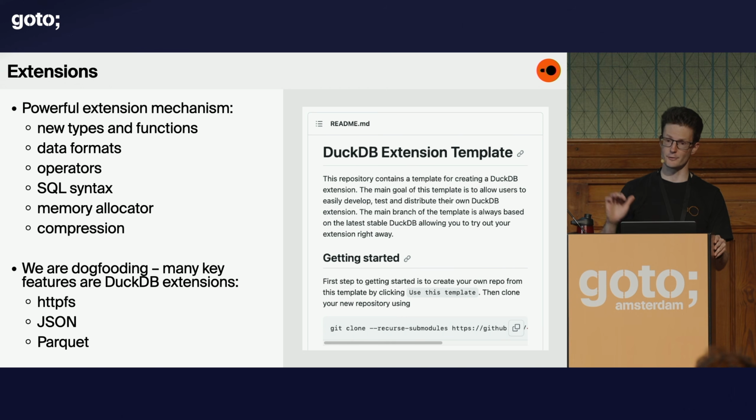And we are heavily dogfooding this. So many of the key features that you see with DuckDB are extensions. This includes HTTPFS, JSON, and Parquet. Many of them are built in, but these are still extensions that you can turn on or off.